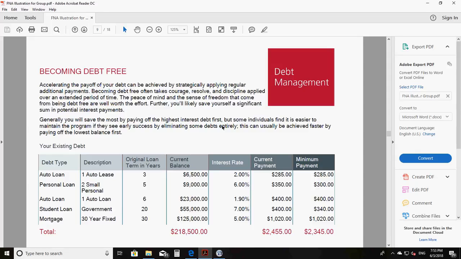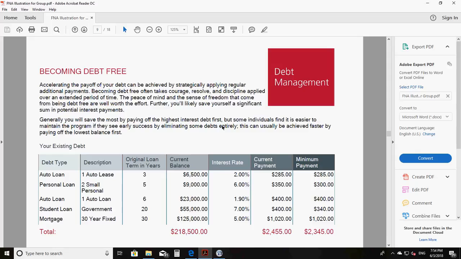Accelerating the payoff of your debt can be achieved by strategically applying regular additional payments. Becoming debt-free is going to take courage, resolve, and discipline applied over an extended period of time. Depending on the situation, that'll be the time period needed. However, that peace of mind, that sense of freedom that comes from being debt-free is well worth the effort. Furthermore, you'll likely save significant sums in potential interest payments. It goes back to what we talk about. Instead of paying interest on debts, let's receive interest on savings and assets.